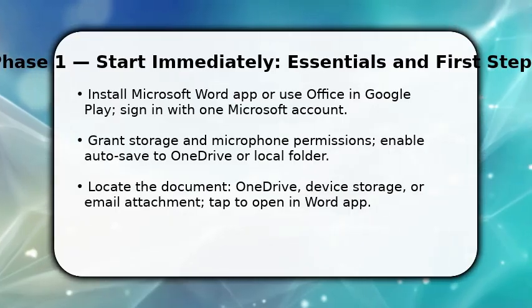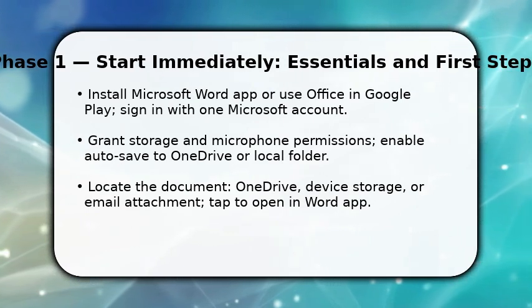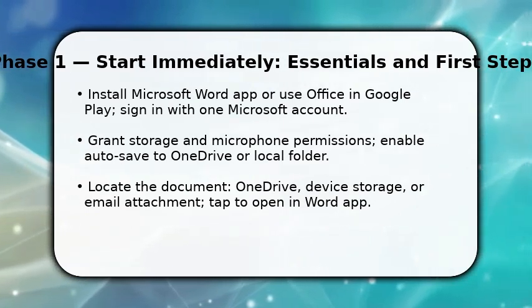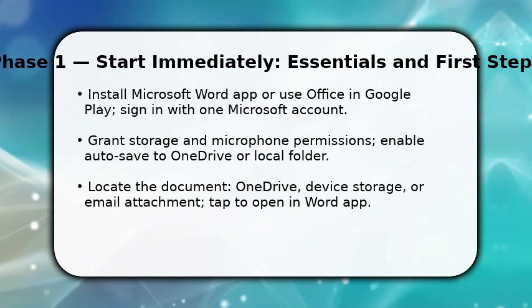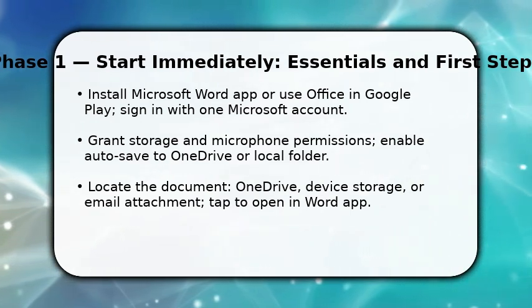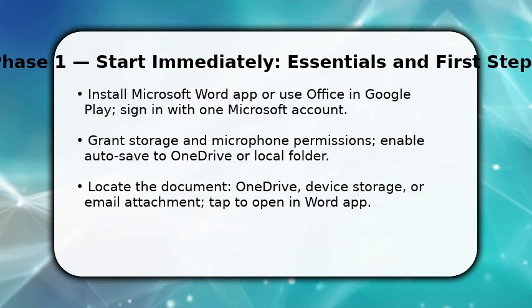You'll start by getting the document open and ready. Install Microsoft Word from the store and sign in. This links autosave and version history. Once done, grant storage permission so Word can open files on your phone.